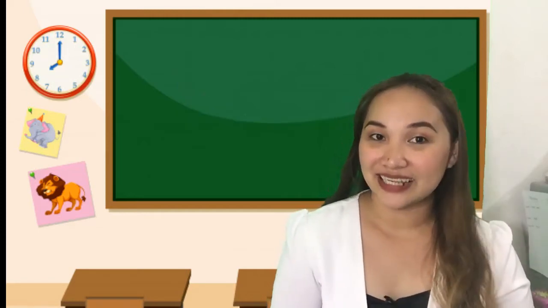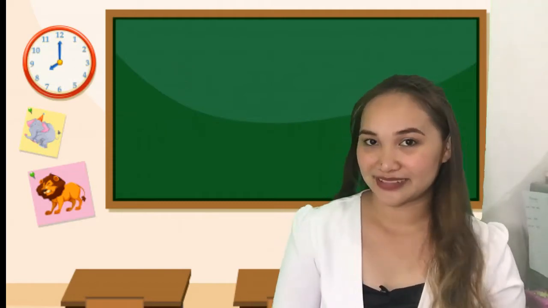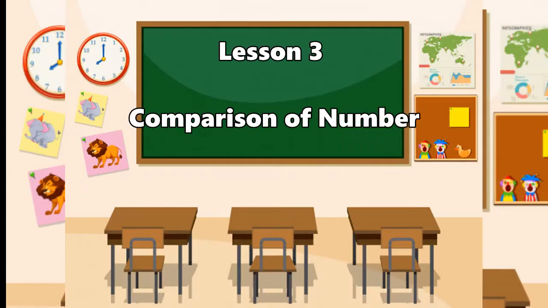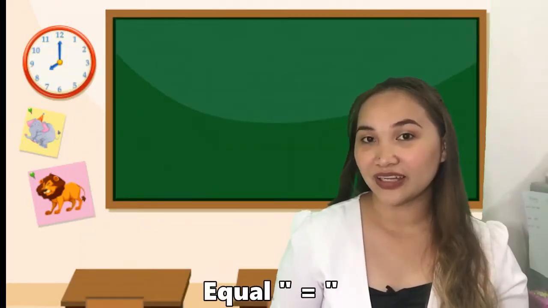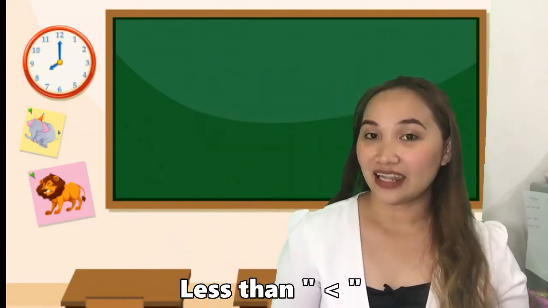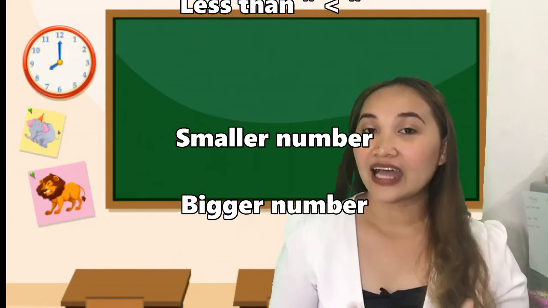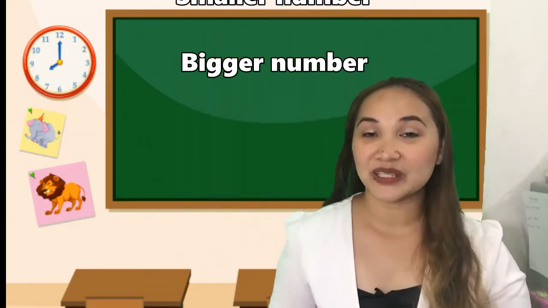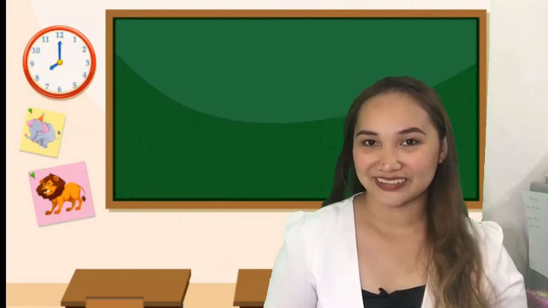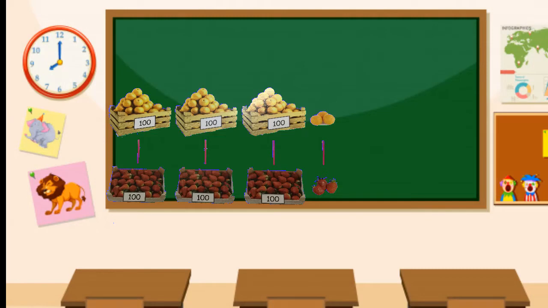For this week's lesson, we will learn about comparing numbers. We will learn equal, not equal, greater than, less than, more and fewer, smaller and a bigger number. Okay, so let's start. So what do we have here? We have oranges and strawberries.